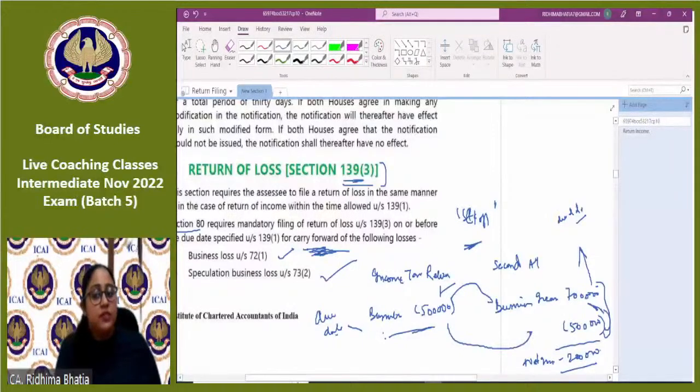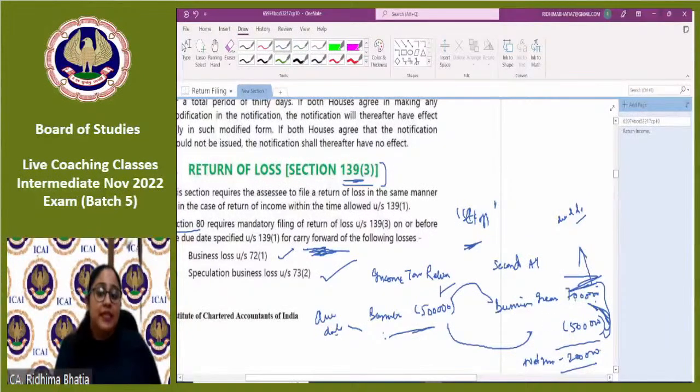But if I just have to set off a loss, I can do it even if the return is filed late. So, in this, the due date is not mandatory. Obviously due date is recommended, but there is no mandate to file the return within the due date to set off the losses. Here, if you want to carry forward the loss, you have to file the return of income within due date.